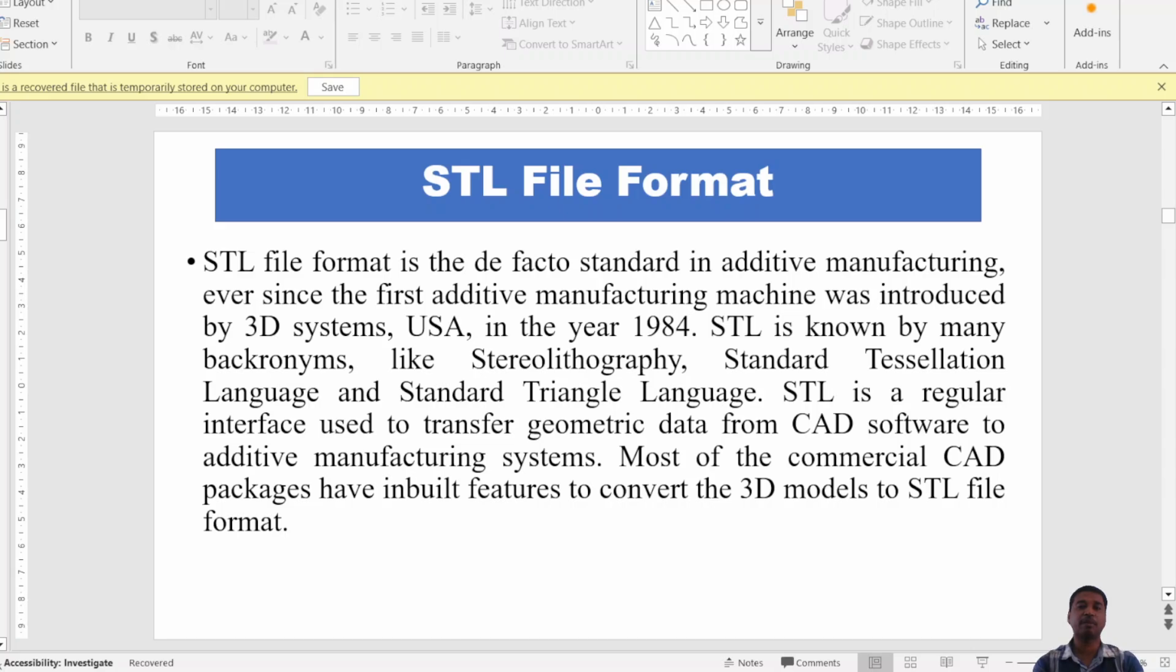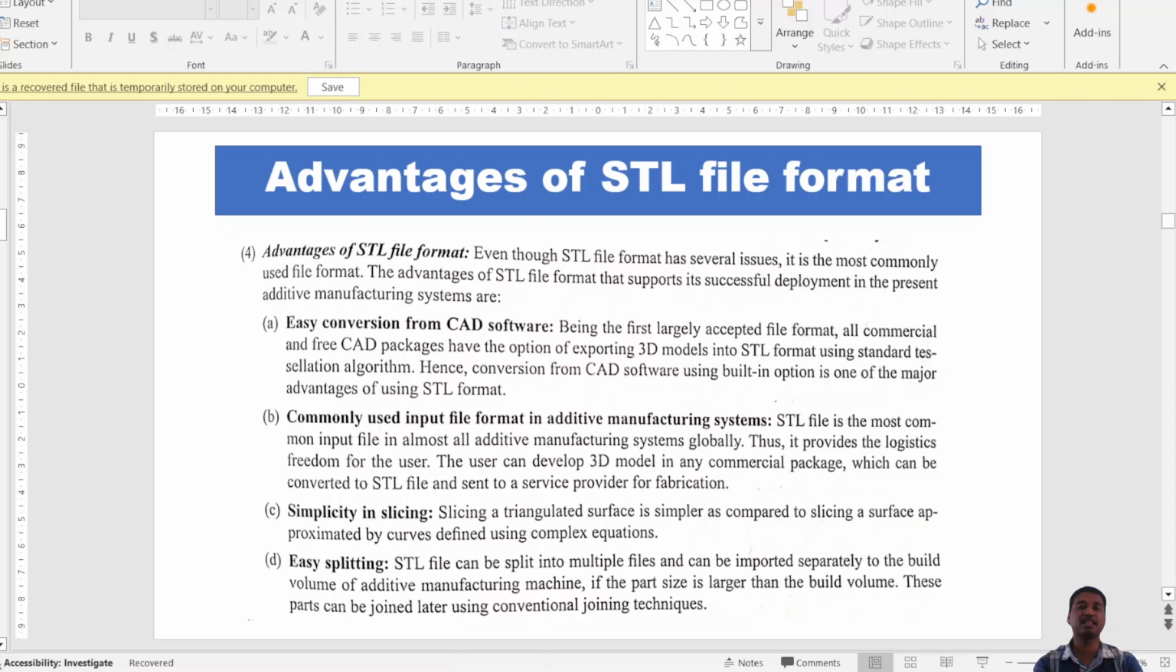STL is known by many acronyms like stereolithography, standard tessellation language, and standard triangle language. STL is a regular interface used to transfer geometric data from CAD software to additive manufacturing systems. Most of the commercial CAD packages have inbuilt features to convert the 3D models to STL file format. So the next topic is the advantages of STL file format.